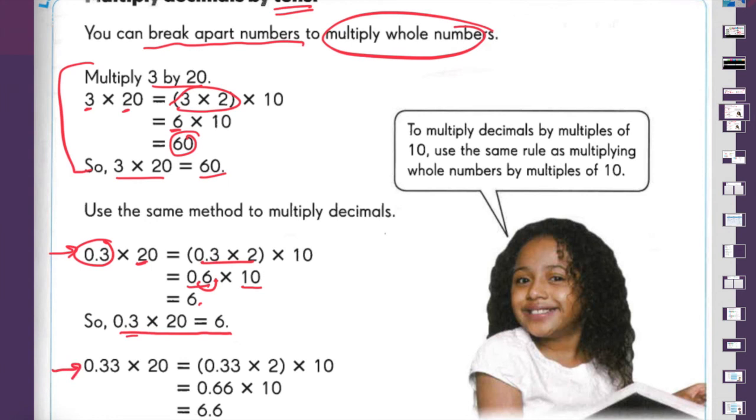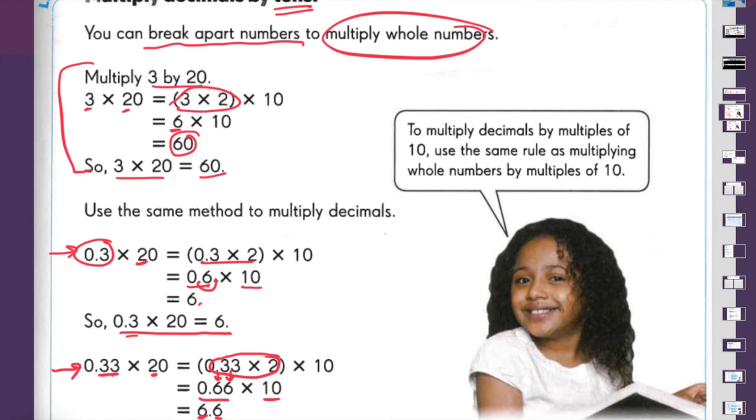Let's look at 33 hundredths times 20. Well, we can take 33 hundredths times 2. 33 hundredths times 2 is 66 hundredths. And 66 hundredths times 10: 6 tenths times 10 is 60 tenths, which we regroup to 6 ones. 6 hundredths times 10 is 60 hundredths, which we regroup to 6 tenths.